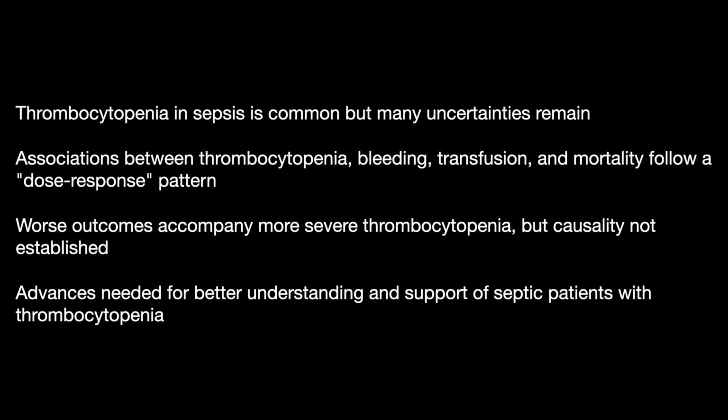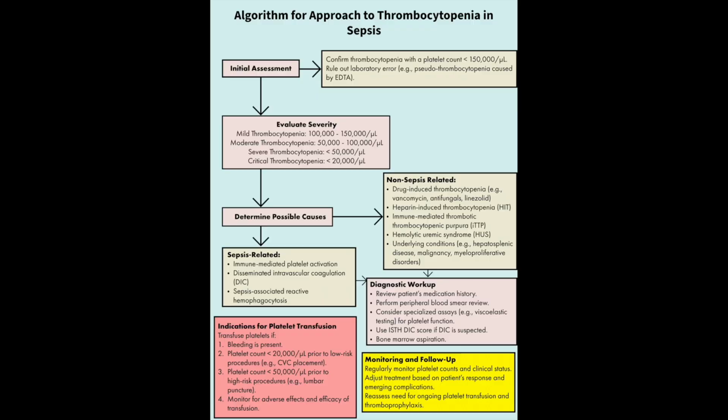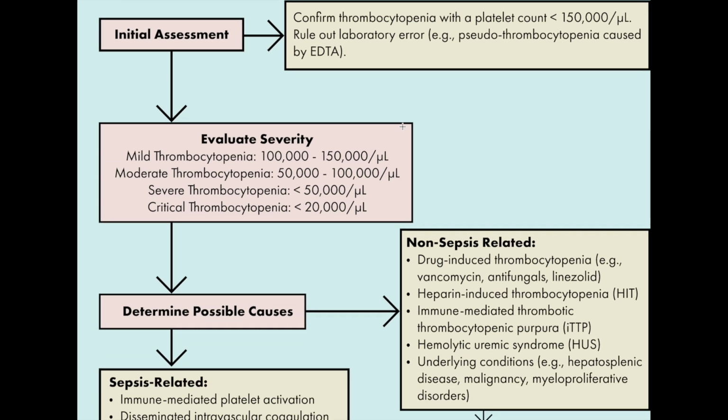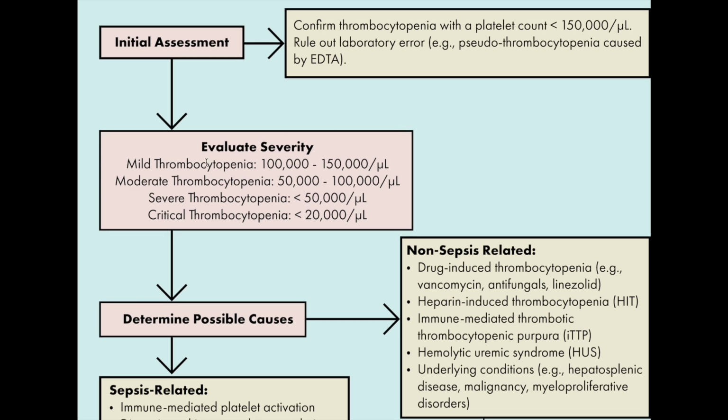So before we end, I will give you a flow chart of how to manage the thrombocytopenic patient in the ICU. Based on this algorithm, first you should do an initial assessment: confirm that there is thrombocytopenia and rule out any lab errors. This is the first thing. Next, see what the severity is, whether it is mild, moderate, severe, or critical.